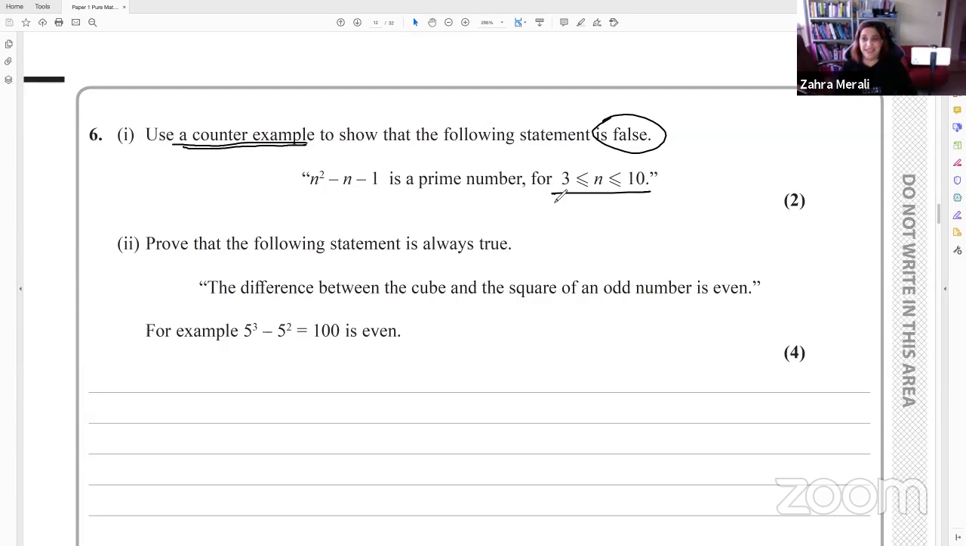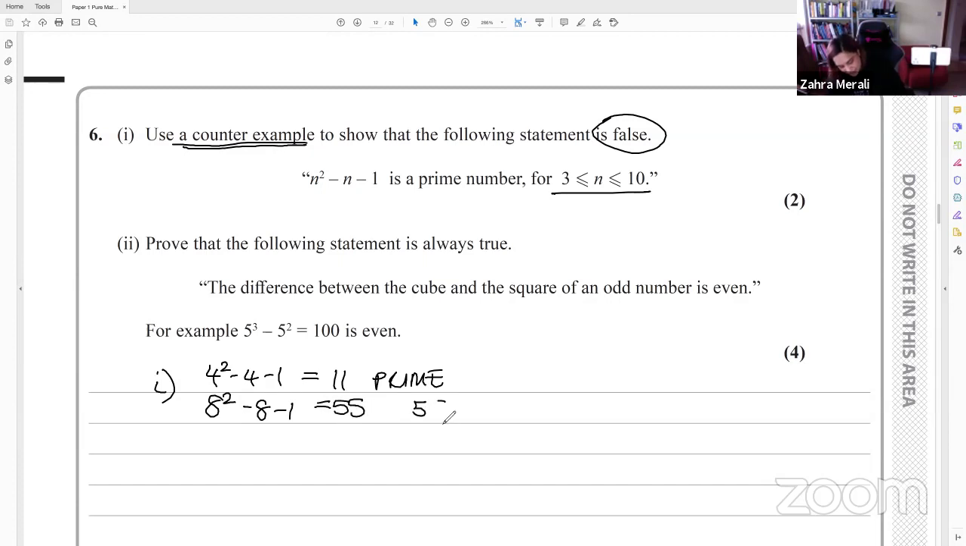So you literally have to show that you've plugged some of them in. You don't need to plug in for all of them. You could plug in for a few. So for example, say I started off with 4. 4 squared minus 4 minus 1, 16 minus 4 minus 1 gives me 11. So it's not that one because that's prime. And then the actual answer is 8. So 8 squared minus 8 minus 1 is 55. And you'd say 55 is equal to 11 times 5. So it's not prime. And you're done.